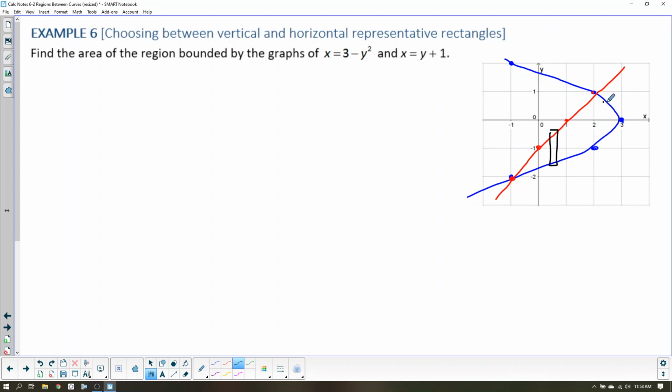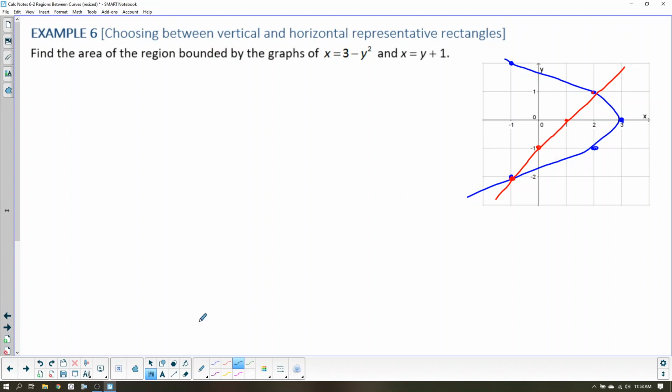The problem is when you get over here. On that piece, that rectangle has the same curve as its upper function and its lower function. Another way to describe why this is going to be a problem is the blue curve is not a function of x. It doesn't pass the vertical line test. If it's not a function of x, you're not going to be able to integrate with respect to x.